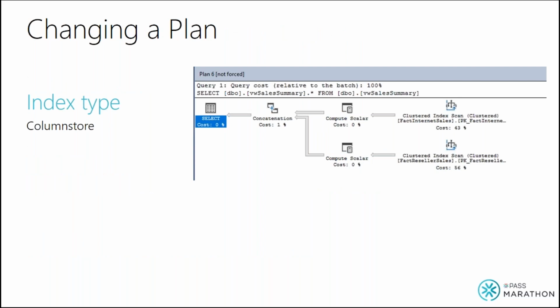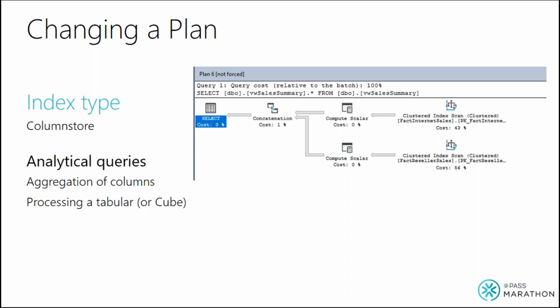So let's keep going, and we're going to actually change a plan. We're going to look at a query, which is a view that concatenates two fact tables together. It's from the AdventureWorks data warehouse. This view is called sales summary, but it's currently doing two clustered index scans, and we're going to add a column store to increase the performance of it.